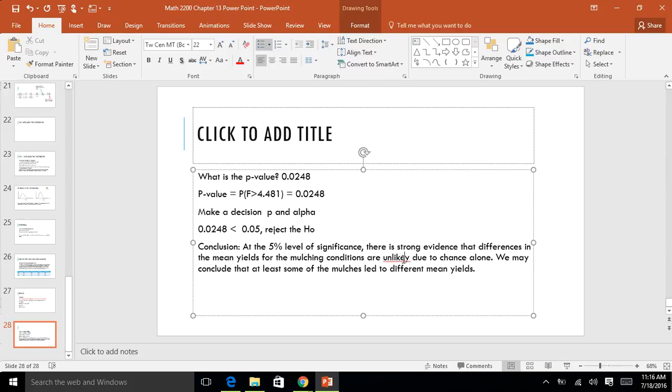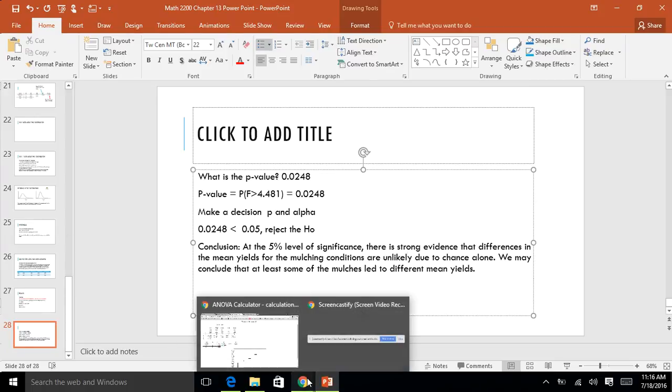Basically what I did is I put that alternative into a friendly everyday English sentence. I said at the 0.05 level of significance, there's strong evidence that the differences in the mean yields for the mulching conditions are unlikely due to chance alone. That means something's going on. So they can conclude that at least some of the mulches lead to different mean yields. That's all we're doing. That's exactly what we just did. And if you saw, I really didn't do anything by hand. I let the computer do it. If you have questions, just let me know on that, okay?